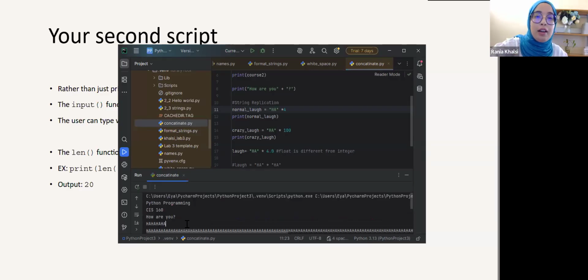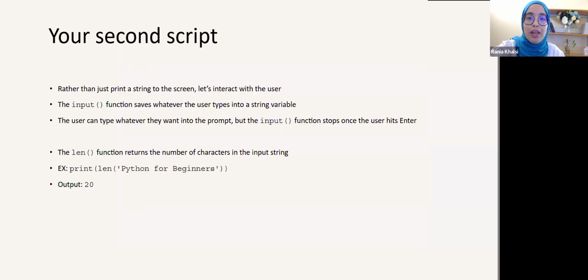Okay, so we come back to our description. We are going to use the input function, and this input function will save anything that the user types as a variable. So you can type whatever you want, and once you hit enter, that will be saved as a variable. This is what I was trying to explain in the lab. I'm just doing a demo for this right now.